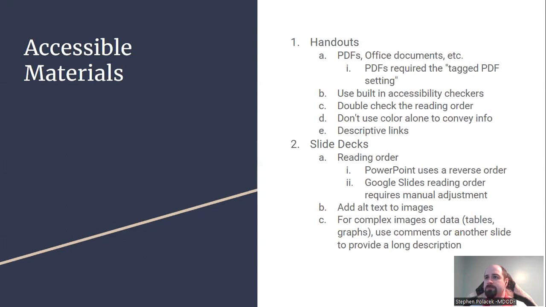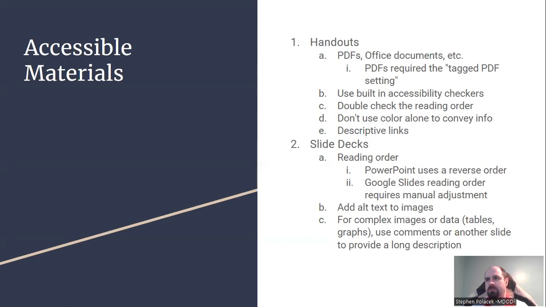Now, Google Slides, their reading order requires manual adjustment. Usually this means you're going to have to put elements in the sequence you want people to read them in. They don't really have a selection pane in Google Slides. So either that, or you can just download it from there and open it in PowerPoint if you have PowerPoint available. There isn't really a way to rearrange the reading order in Google Slides. It's kind of set in stone when you first put stuff in. So go through and double check it before you send it out.